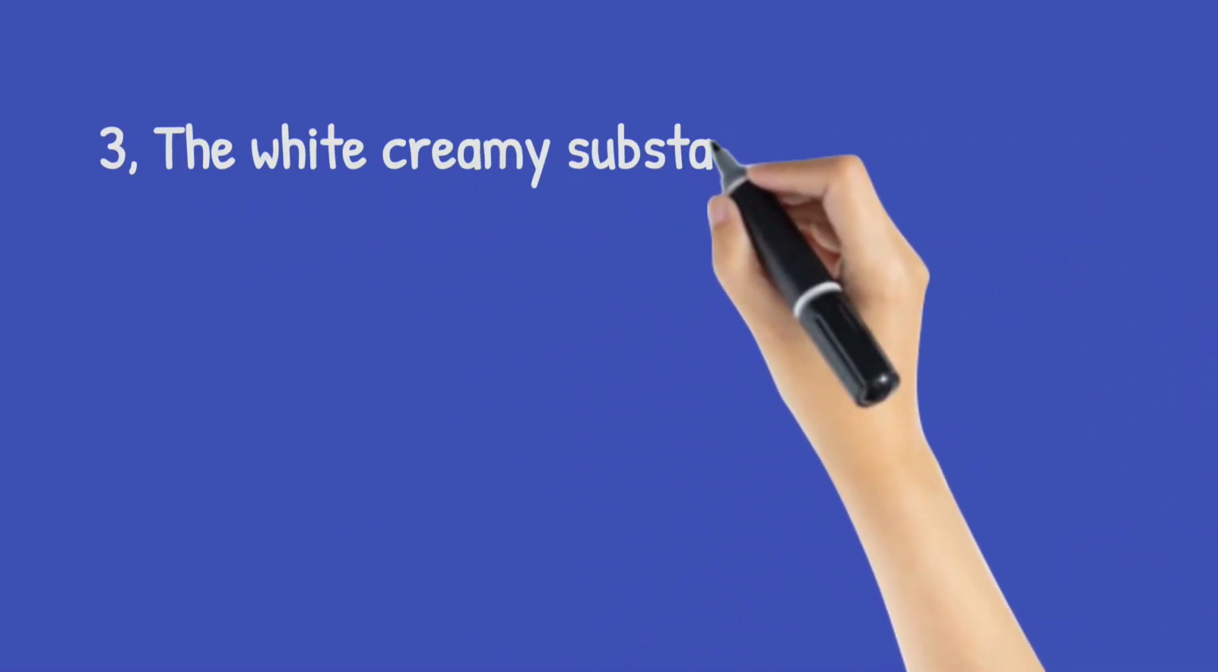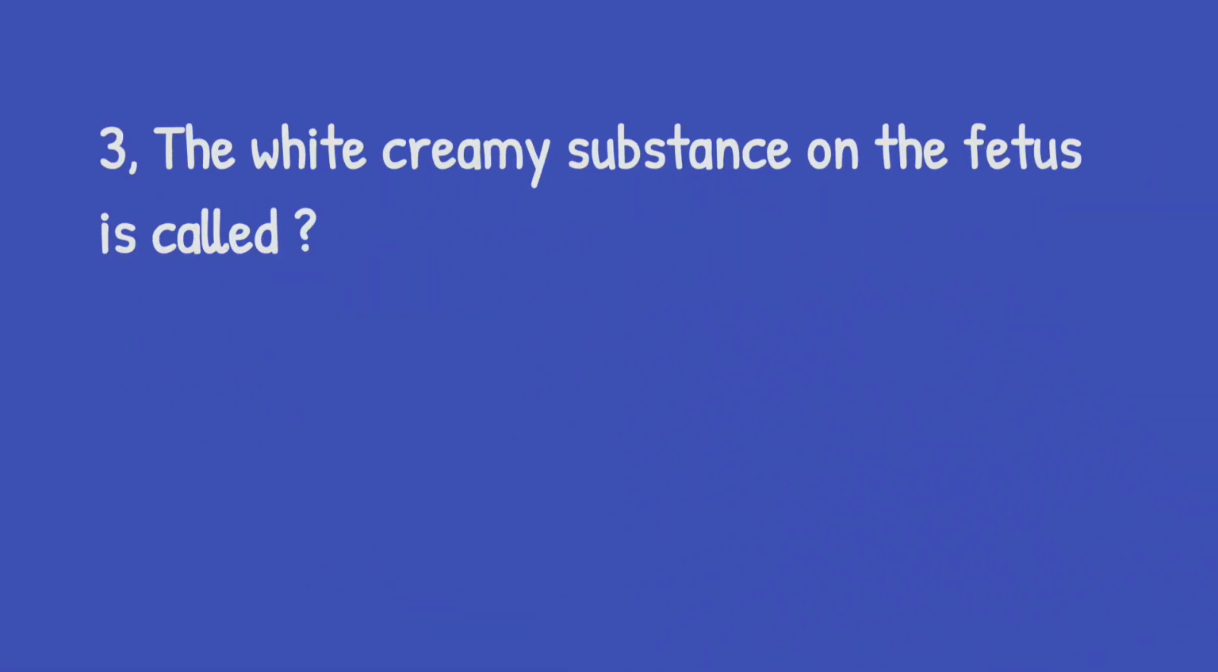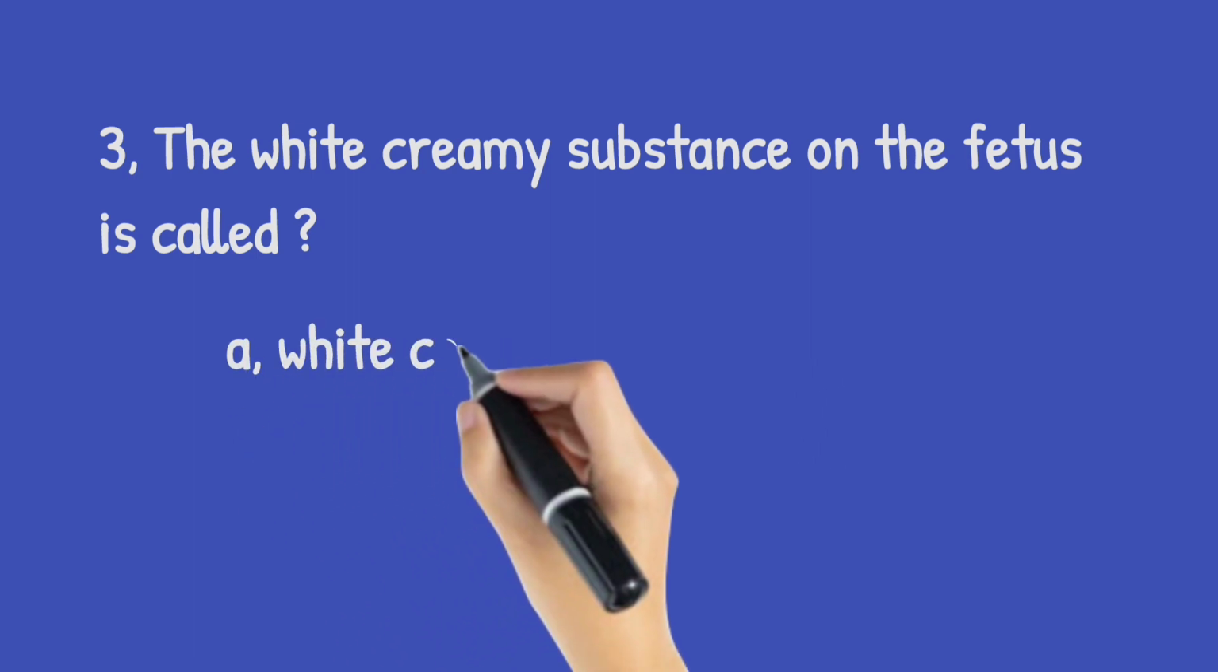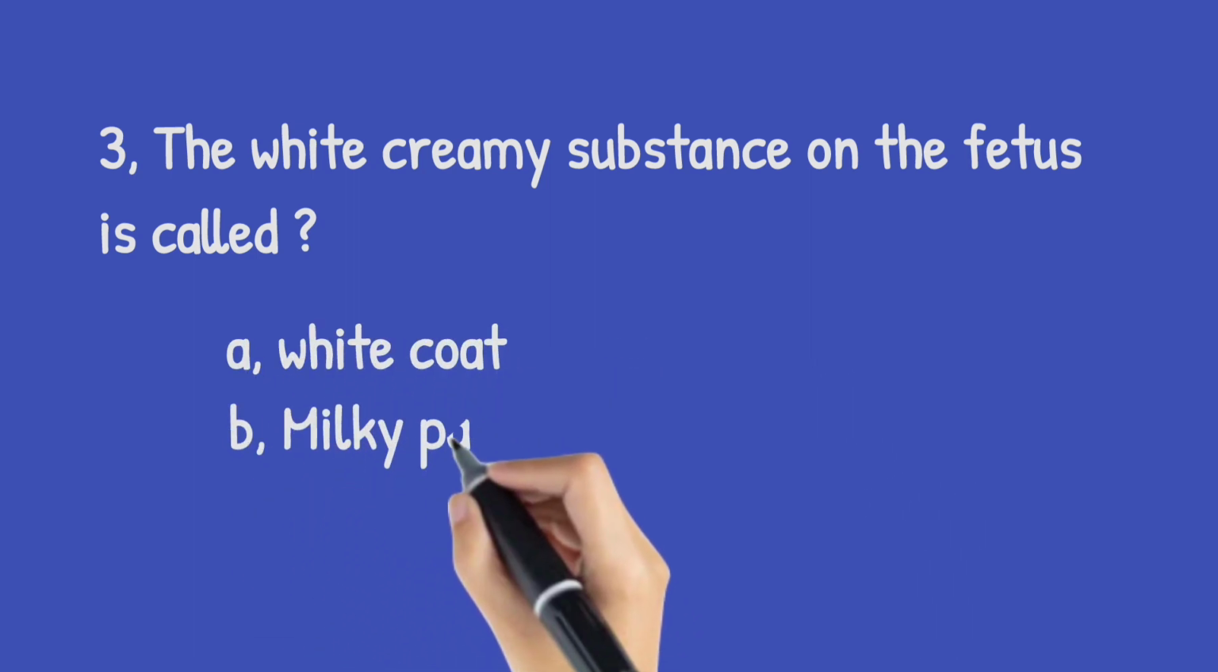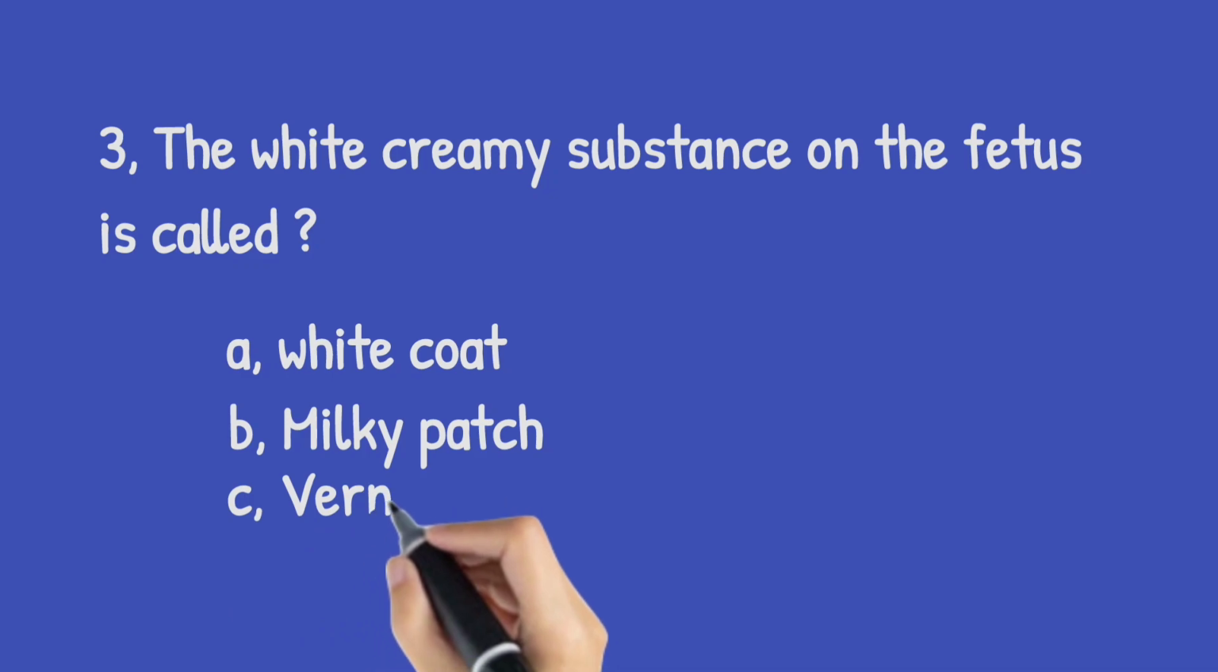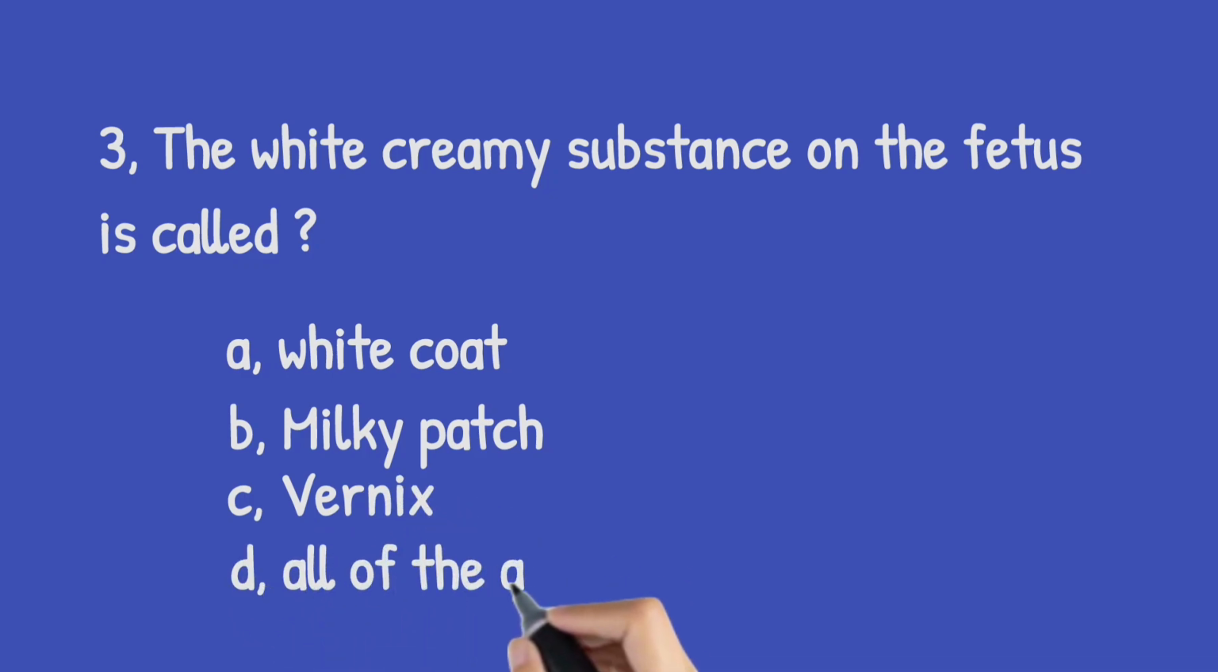The white cream substance on the fetus is called: option A, white coat; option B, milky patch; option C, vernix; option D, all of the above. The answer is option C, vernix.